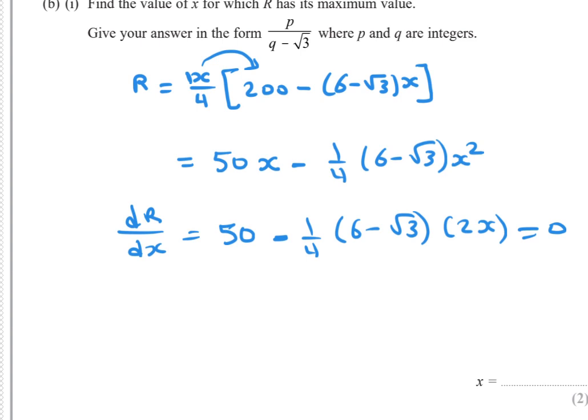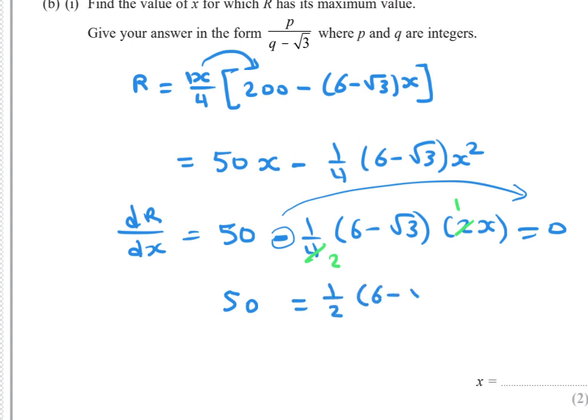We can simplify more. We have 2 and 4, so you can simplify: 2 divided by 2 equals 1, 4 divided by 2 equals 2. And we can transpose this to the other side as positive. So you are left with 50 equals 1 over 2 into (6 minus square root 3) into x.